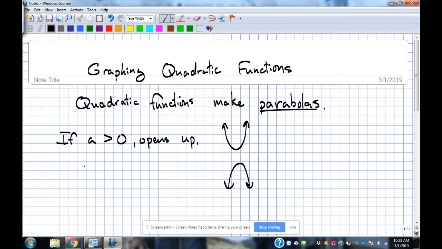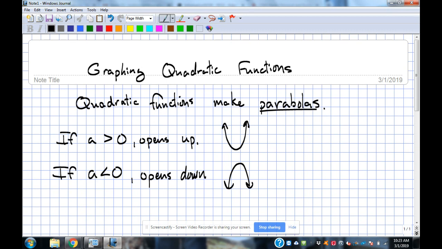All right. If A is less than 0, then it's going to look like this. It's going to open down. So if A is less than 0, it's a negative number. It's going to open down. It's going to resemble this picture. It may be skinnier, it may be wider, it may be moved left, right, that sort of thing. But it's going to resemble that shape when we graph that.